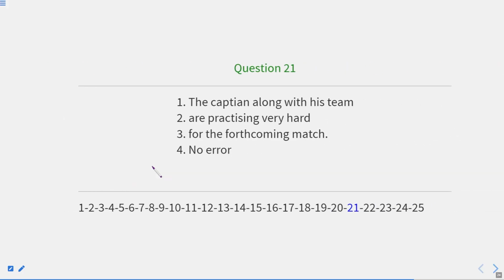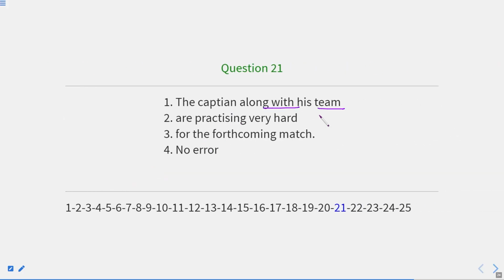Now let us move to the next one. This is question number 21. The captain along with his team are practicing very hard for the forthcoming match. Now the captain along with his team. So captain is the subject, along with is the conjunction, and his team. So whenever we connect two subjects using the conjunction along with, we use verb according to the first subject, and here the first subject is singular subject, and if the subject is singular, we need to write singular form of verb. So this are should be replaced with is. Therefore the error is in part 2, where is practicing is the correct answer. Instead of are, we should write is.